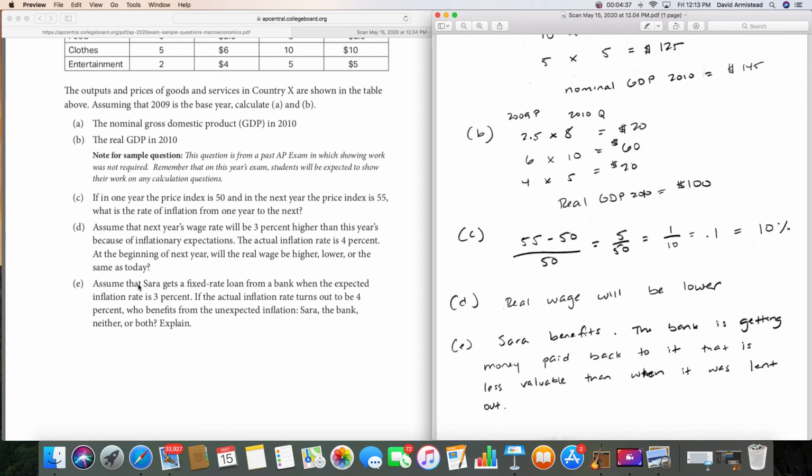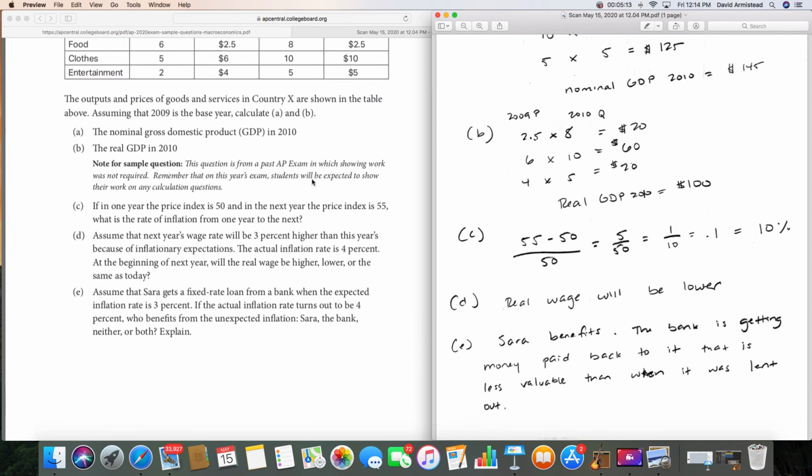E says, assume that Sarah gets a fixed rate loan from a bank when the expected inflation rate is 3%. If the actual inflation rate turns out to be 4%, who benefits from the unexpected inflation? Sarah, the bank, neither or both. Explain. Anytime inflation is higher than expected, the bank loses, the borrower wins. So Sarah benefits. The bank is getting money paid back to it that is less valuable than it was lent out. So Sarah got this money and she could buy more stuff when she got that money than the bank can when they get that money returned to them through this loan. Okay, so there you go.